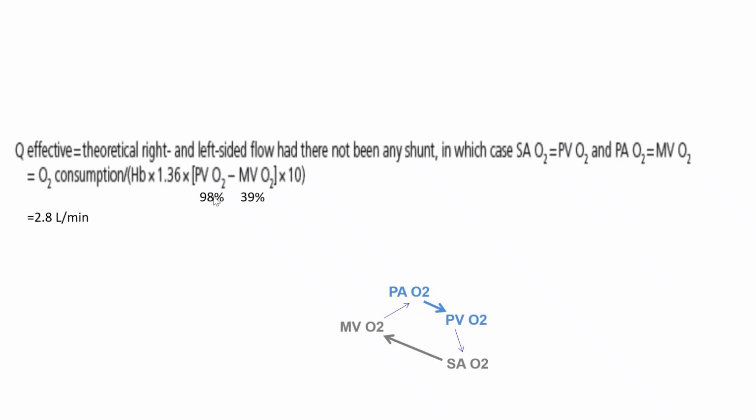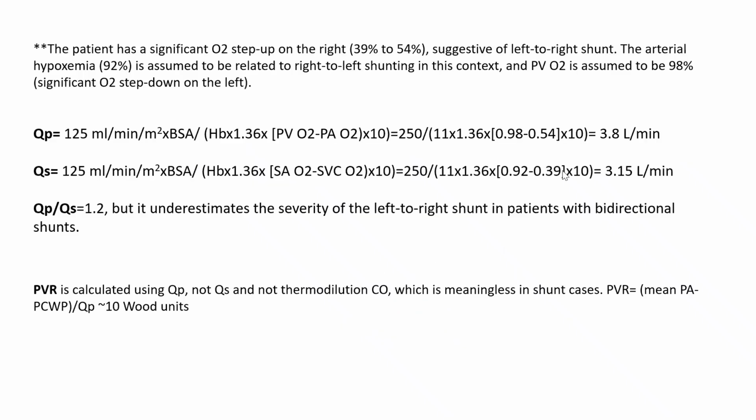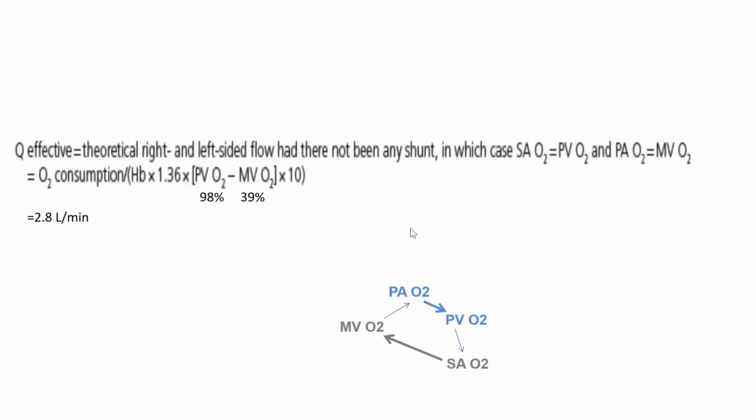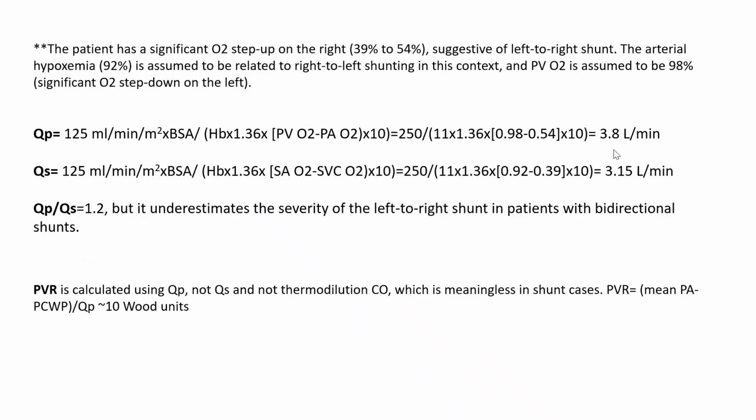And that's where we come up with 98 minus 39%. And we come up with 2.8 liters per minute. Then you measure the differences, okay? 3.8 minus 2.8, that's your shunt, 1 liter. The cutoff when you use this is 25%. So it's definitely a significant left to right shunt.